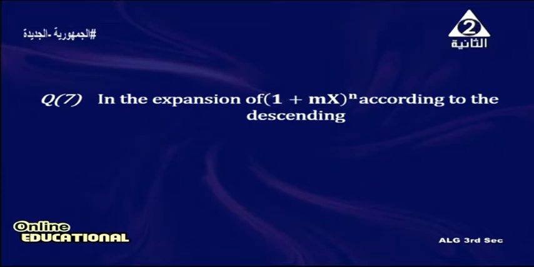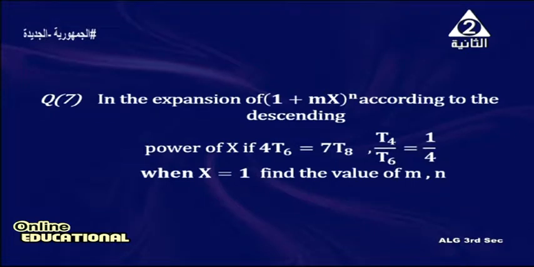Now we move to another example. In the expansion (1 + mx)^n according to descending powers of x, if we have 4t6 = 7t8 and t4 over t6 equals 1 over 4, when x = 1, find the value of m and n. My dear student, we have two relations. The first relation, 4t6 = 7t8. The second relation, t4 over t6 equals 1 over 4.